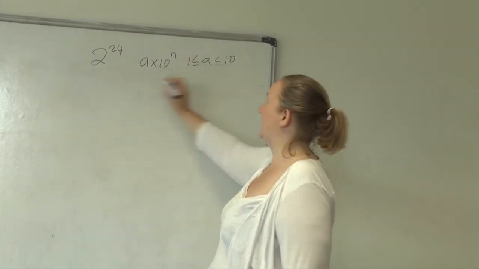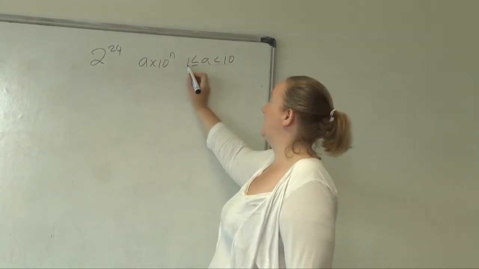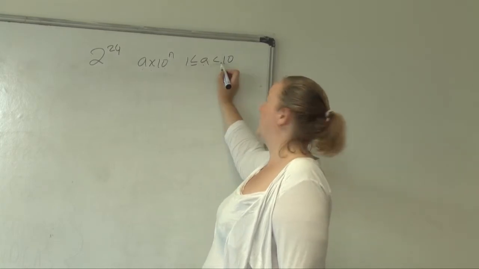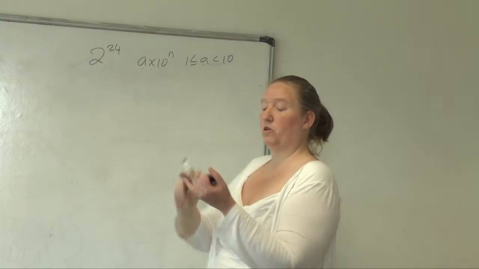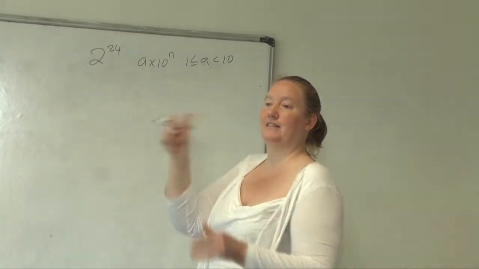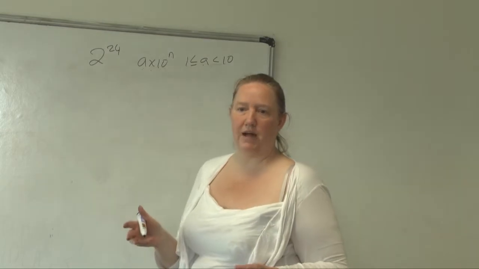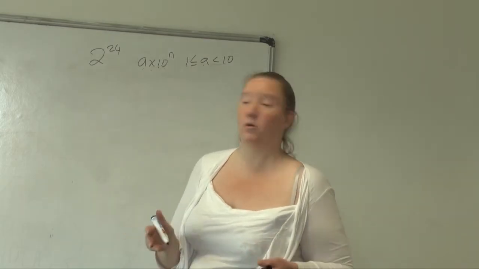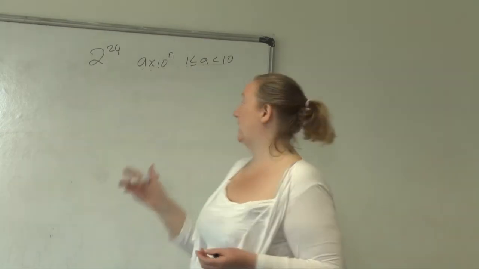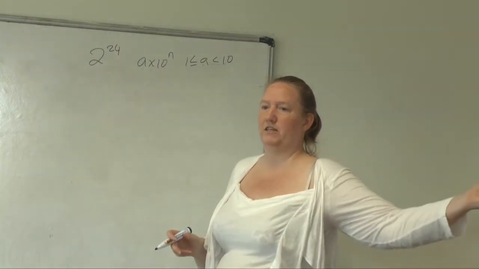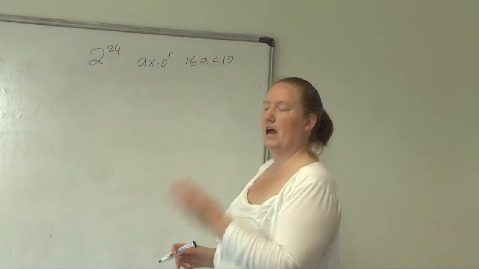And it tells you that the a here, this number, is either the same as 1 or bigger than 1, but it's smaller than 10. So it's either going to be 1, 2, 3, 4, 5, 6, 7, 8, or 9. It's not going to be smaller than 1, it's not going to be a minus number, it's not going to be 0.5, and it's not going to be bigger than 10. So it's not going to be 10, 11 up to infinity. It's going to be between 1 and 9.